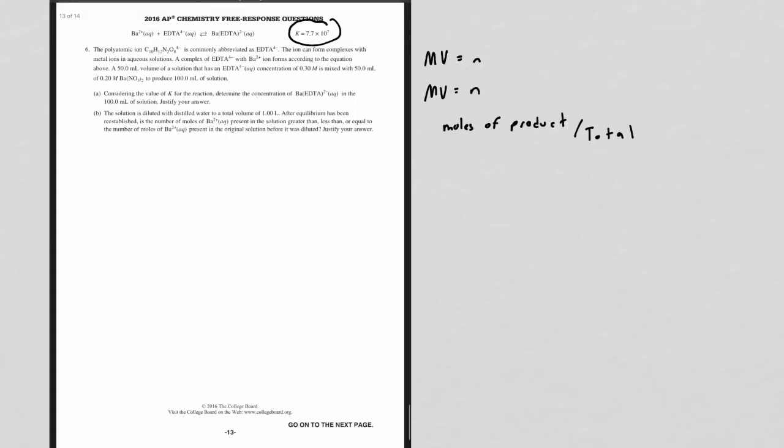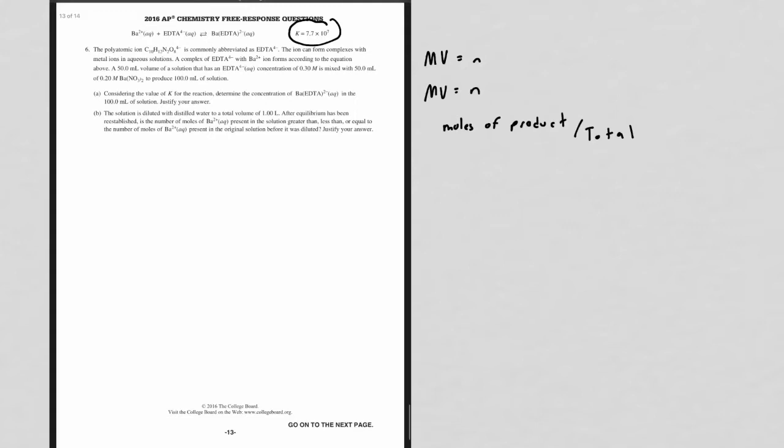Now, what you're supposed to see here, and this threw a lot of students on the original AP, is that when they say consider it, they're saying look at it. Is it a big number or a small number? If it's a big number, it means it goes to completion. If it's a small number, then you're probably going to have to do an equilibrium calculation because it's not going to completion, right? 10 to the seventh power is considered big.